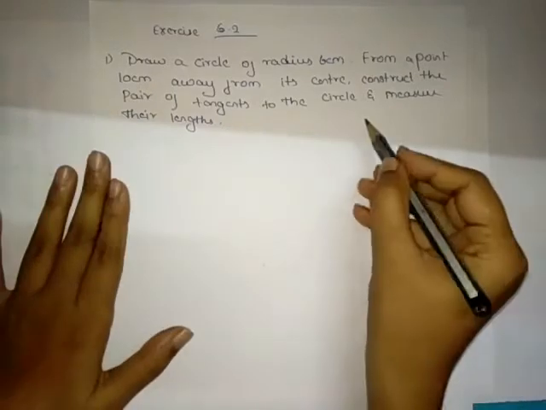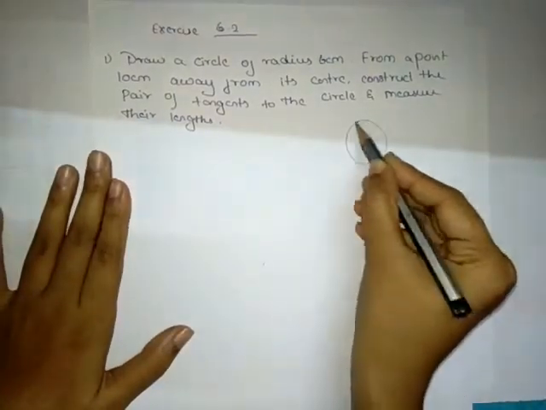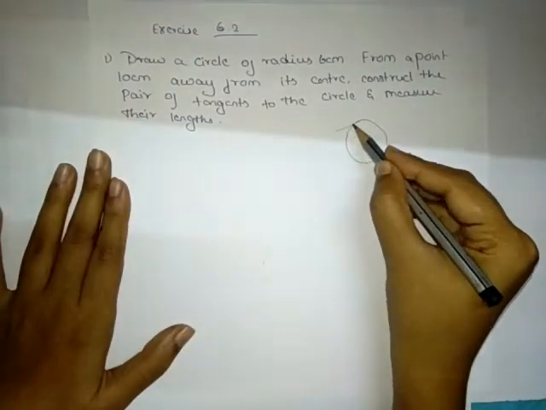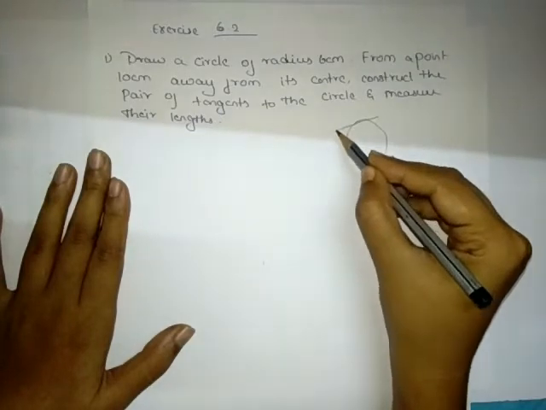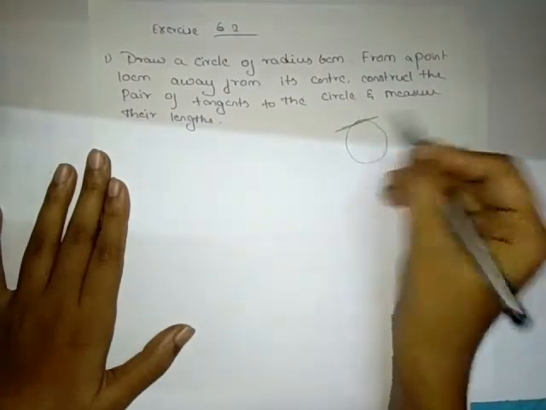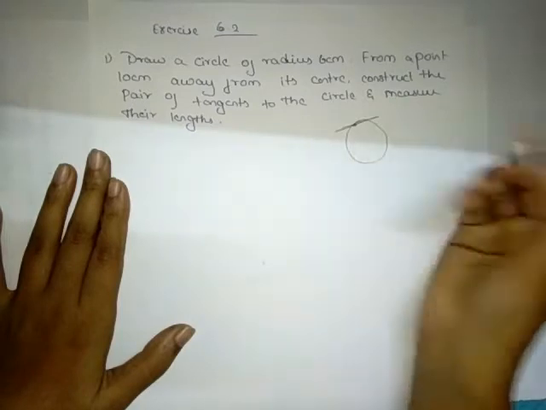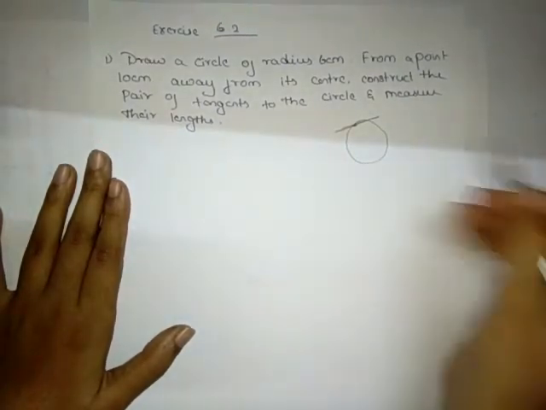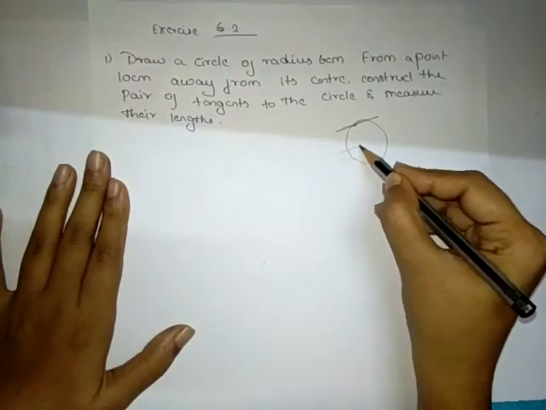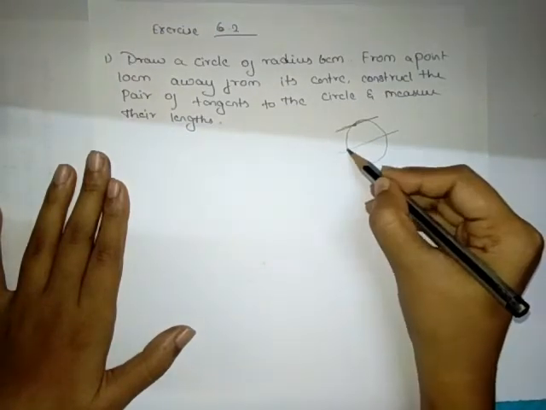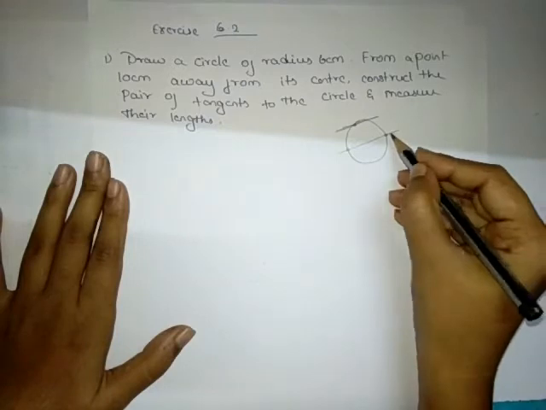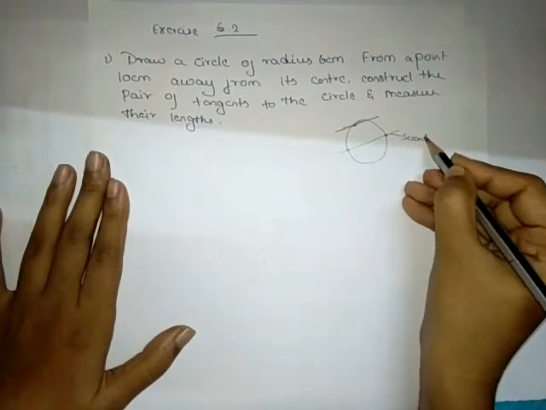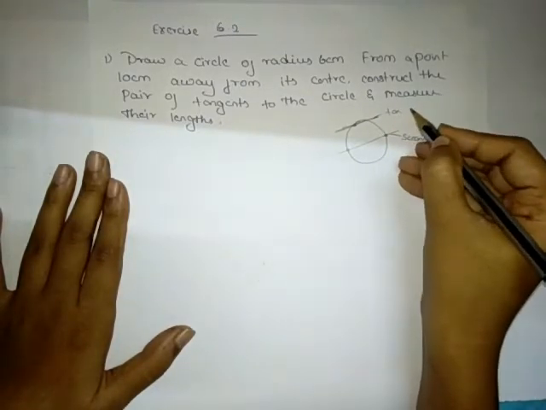Alright, before starting the exercise, let us know the difference between a tangent and a secant. This is the circle, right? Now, a line which touches the circle at only one point, like here, is called a tangent. If a line passes through the circle or touches the circle at 2 points, then we say it is a secant. This is the tangent.